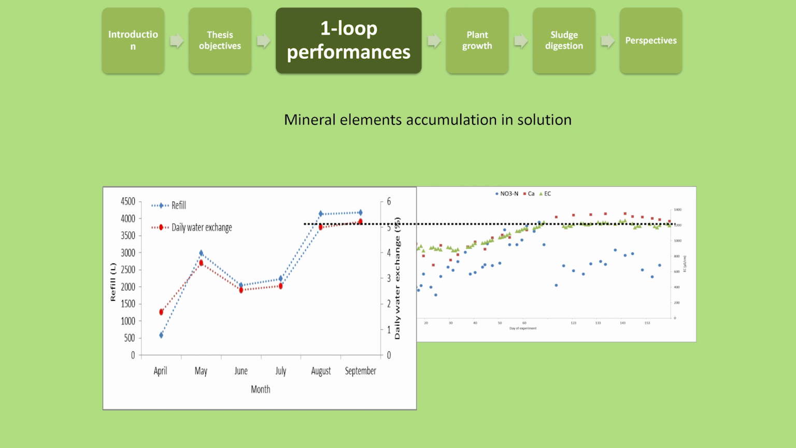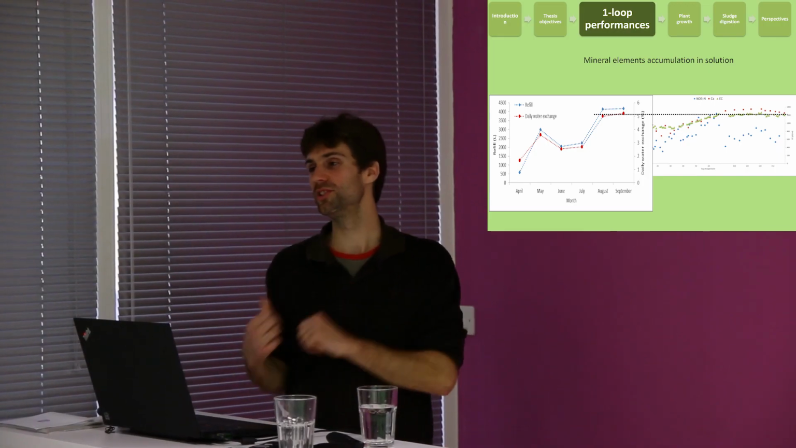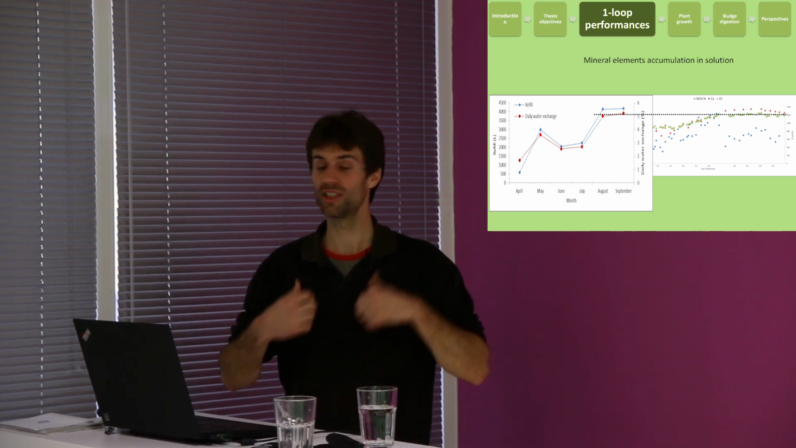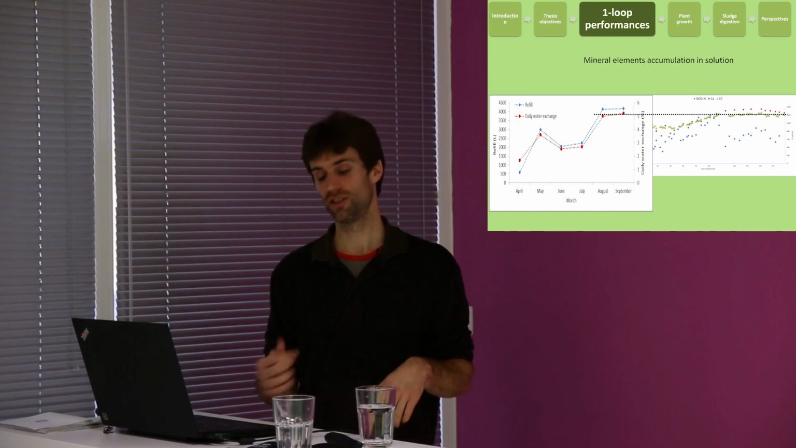And we can see that at a certain threshold of water exchange, we actually control the EC. So what does it mean? It means that the nutrient input was equal to the nutrient output in the system. So actually, we lost all our nutrients just by water exchange.